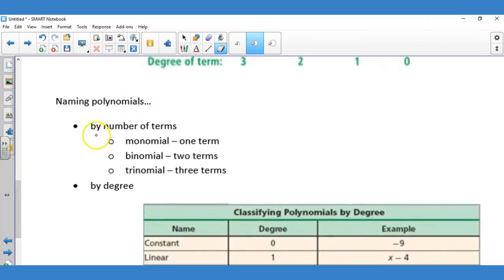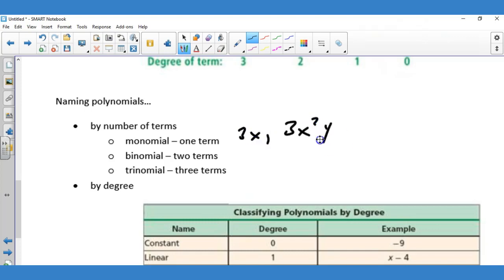Naming polynomials by the number of terms. Remember, monomial is one term. 3x, that's one term, because if that was a number and you multiply, you have one answer. 3x squared y: again, if I multiplied all those, this is the product, I will get one answer. If x was 2 and y was 1, that will give me one answer. That's why it's a monomial, one term.